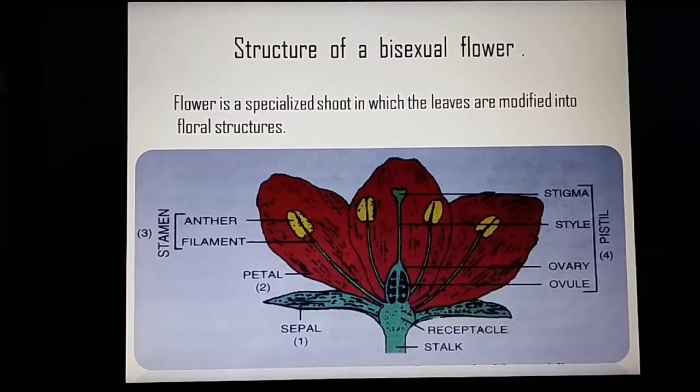So first we will see that there is a stalk which supports the flower. Stalk is the main stem from where the individual flower arises. Then there is a cup-shaped structure called thalamus, and the four floral parts are borne on the thalamus in four whorls. First whorl is green sepals, collectively called calyx. Okay, and the second whorl is the large, brightly colored petals, collectively called corolla.